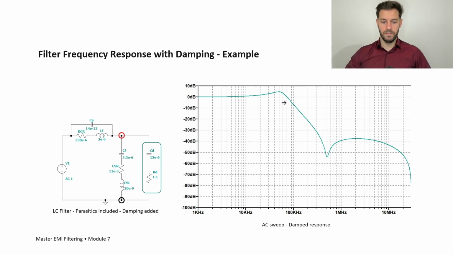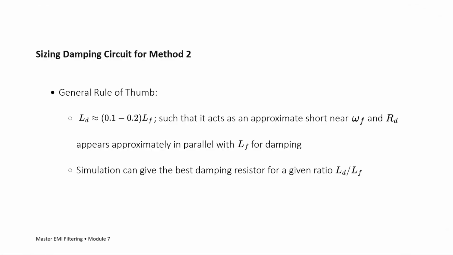Okay. So how can we size the damping circuit for method 2? Well, the general rule of thumb is that LD, like I said, could be much smaller than LF, such that it acts as an approximate short near omega F, and RD appears approximately in parallel with LF for damping. As for the value of RD, we can use similar equations as the ones that we have used for the previous method. However, simulation can also give the best damping resistor for a given ratio LD to LF.